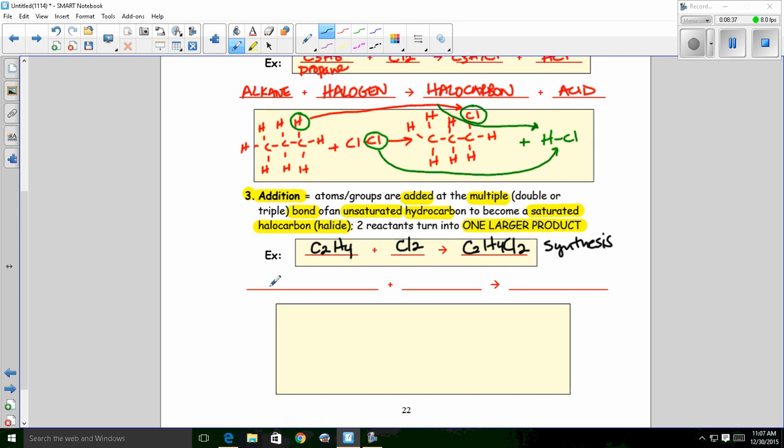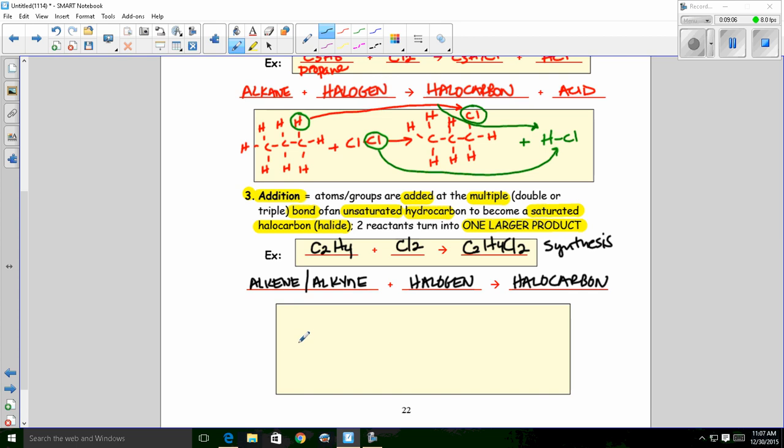So in essence, just to write this out in terms, what you're going to start with is going to be an alkene or an alkyne. You got a halogen involved. And what's going to be produced is what's called, once again, a halocarbon. All right, here we go.